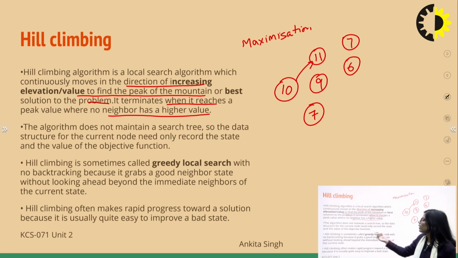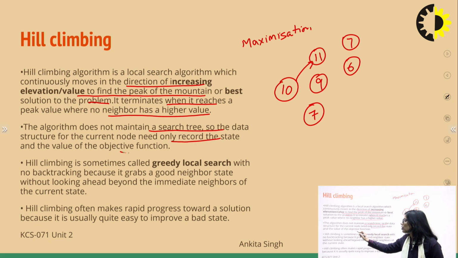It does not maintain a search tree because it is not concerned with the path. Whichever node it is present at that moment, it will be storing only that node. So the structure of the current node needs only to record the state and the value of the objective function.